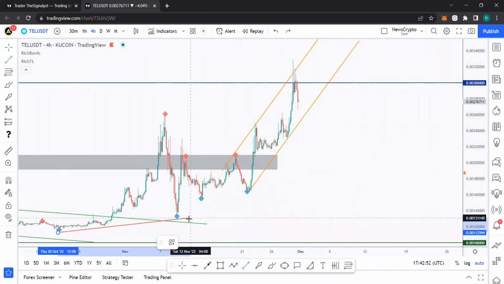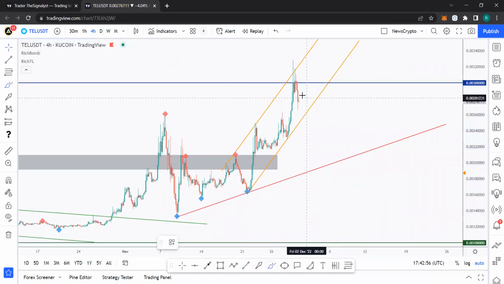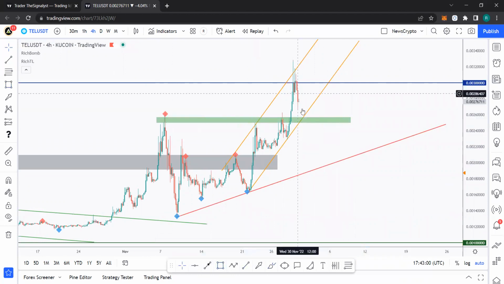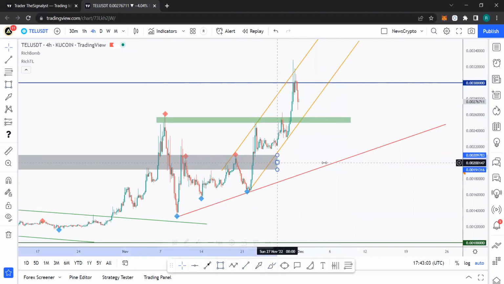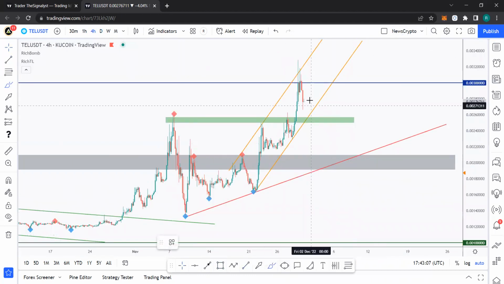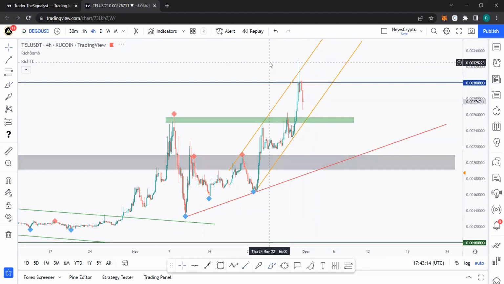Okay, let me, here we go. If we break, let me add it. That's it. If you break it downward, then we're expecting further bearish movement till this lower support zone. And meanwhile, as mentioned, for the bullish takeover from a long-term perspective, I want a daily candle close above, an aggressive one, above 0.003. That's it for TEL.